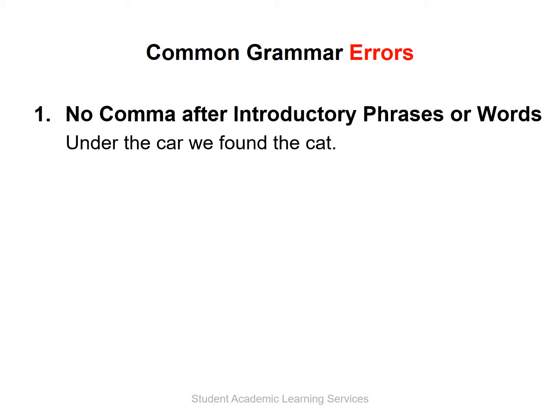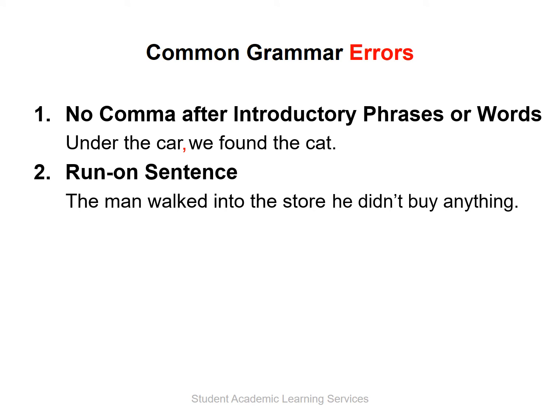So the way these work is, for number 1, for example, the title of the error is in bold on the top, and then there's an example of the problem. So in the first case, no comma after introductory phrases or words, you might be thinking we need a comma after car, and you'd be right. We found the cat. Under the car is the introduction. Sometimes an introduction can be a single word, like suddenly, but in this case, it's a location. So usually an introduction is a time, a place, or a situation that introduces the sentence. In this case, the sentence is, we found the cat.